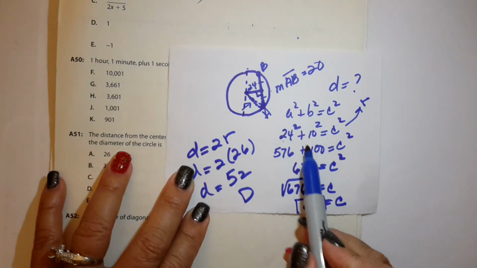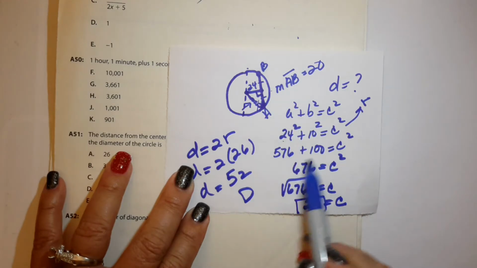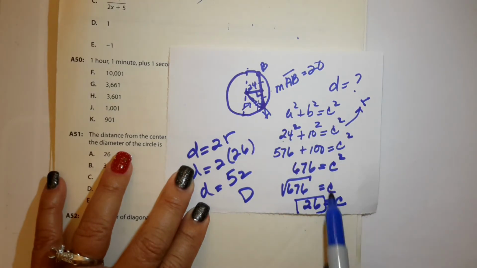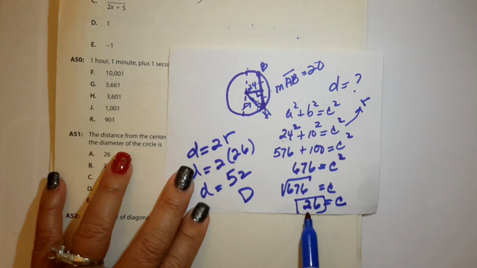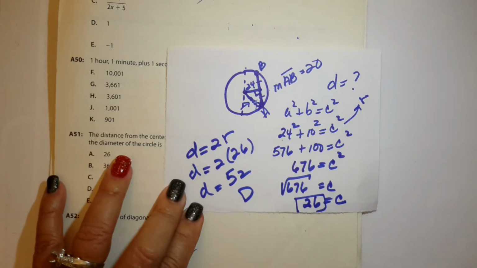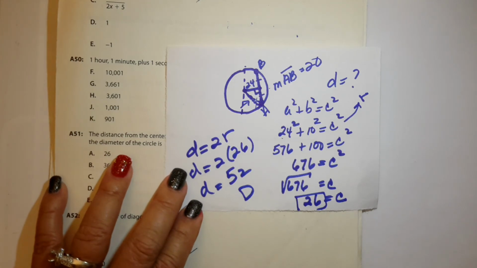So 24 squared plus 10 squared, this is 10, is going to give you 676. The square root of that is 26. So that means the hypotenuse, which is the radius, is 26. Twice 26 is 52. That's the diameter. I hope that helped a little bit.